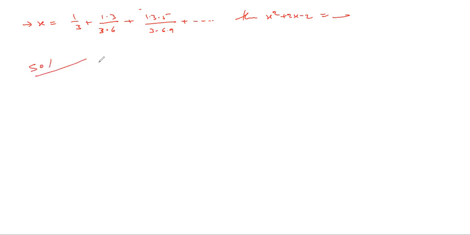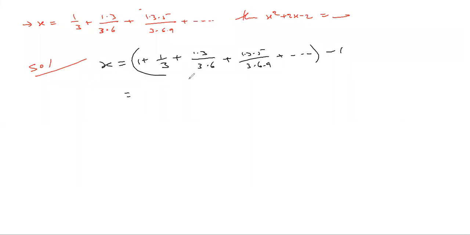First of all, let us write x as 1 plus 1 by 3 plus 1 into 3 by 3 into 6 plus 1 into 3 into 5 by 3 into 6 into 9 plus and so on minus 1. I have added 1 and I have subtracted 1. Now observe this. This is nothing but 1 minus 2 by 3 whole power negative 1 by 2.